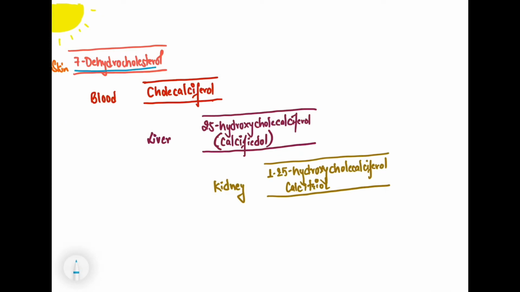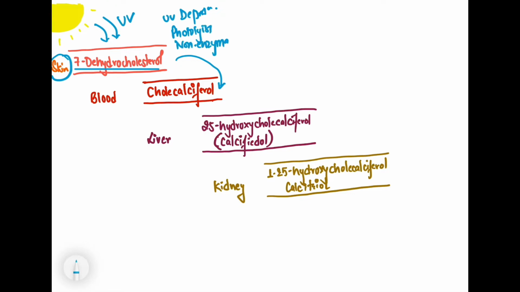Initially, 7-dehydrocholesterol is present in the epidermis layer of the skin. Upon UV exposure, this 7-dehydrocholesterol is converted to cholecalciferol, which is vitamin D3. The reaction involved is UV dependent, non-enzymatic, and a photolysis reaction. And this cholecalciferol is directly transferred to the blood.